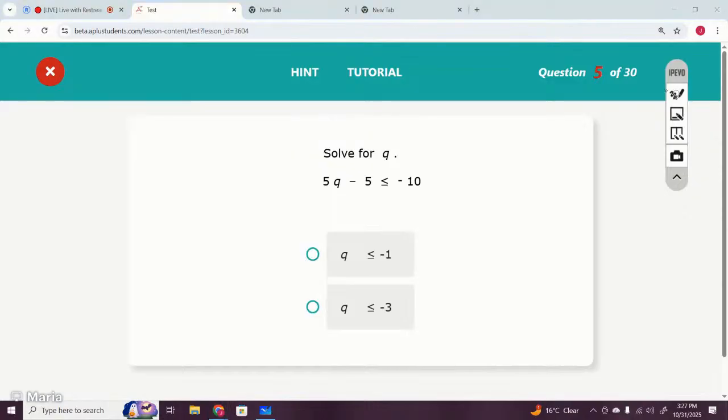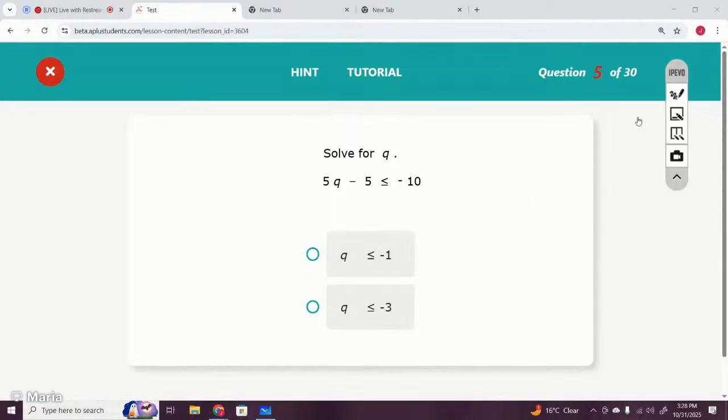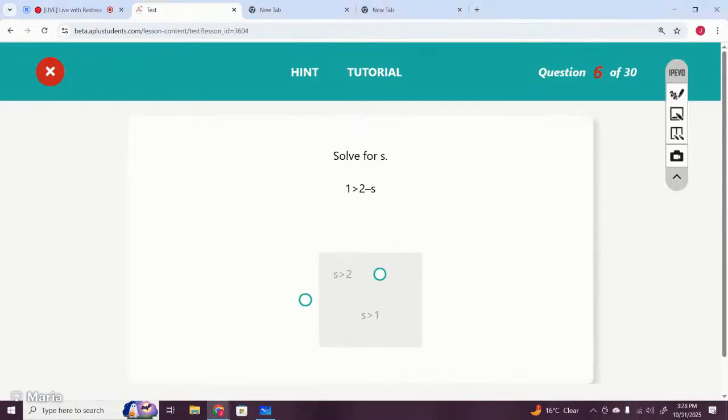5q minus 5 is less than or equal to negative 10. 5q is less than or equal to negative 10 plus 5. So 5q is less than or equal to negative 5, so q is less than or equal to negative 1. Option number 1 is the correct option.